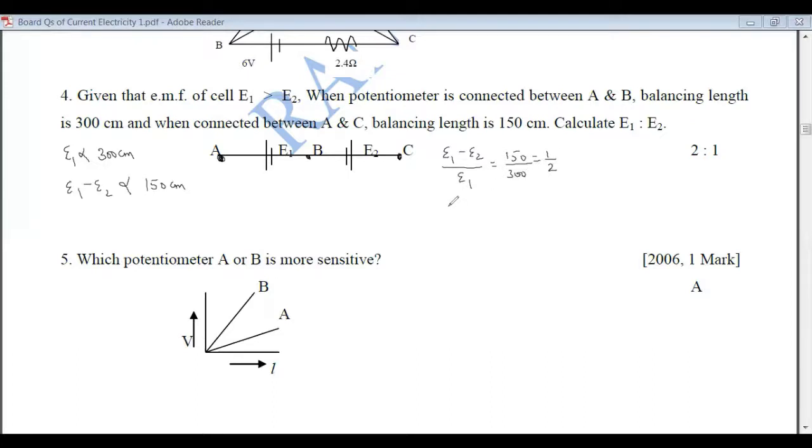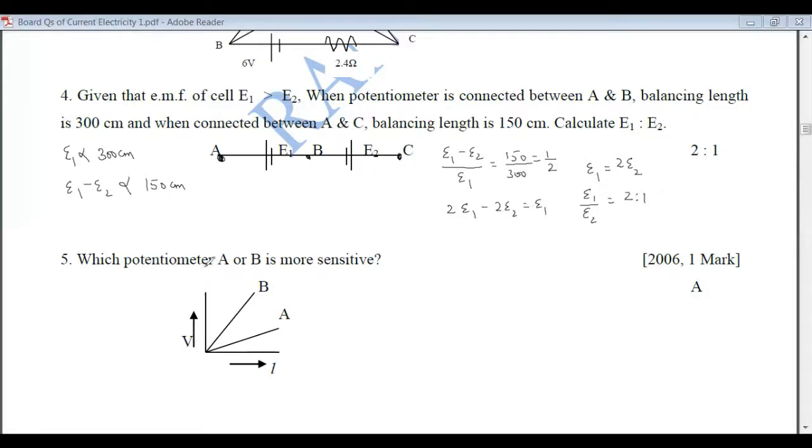On simplifying, that is cross multiplying, we get 2E1 minus 2E2 is equal to E1. Bringing this E1 over here, 2E1 minus E1, E1 is equal to 2E2. Here you have to calculate the ratio of E1 to E2. So hence E1 is to E2 is 2 is to 1.